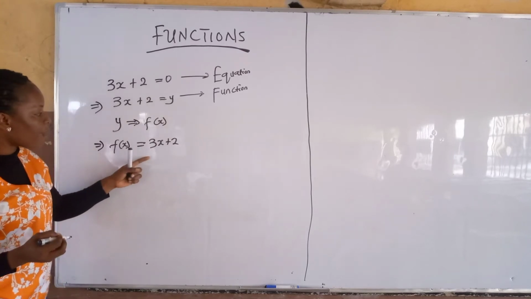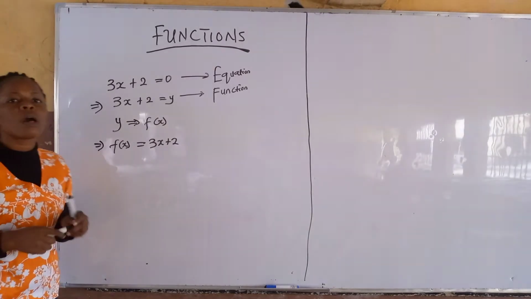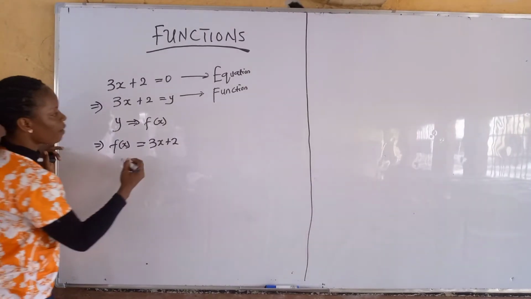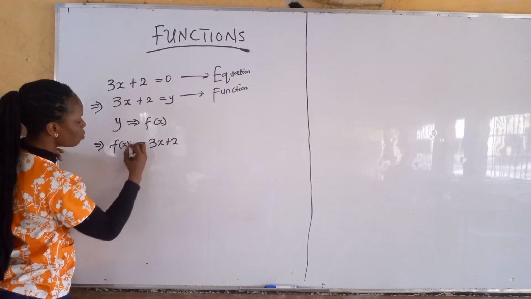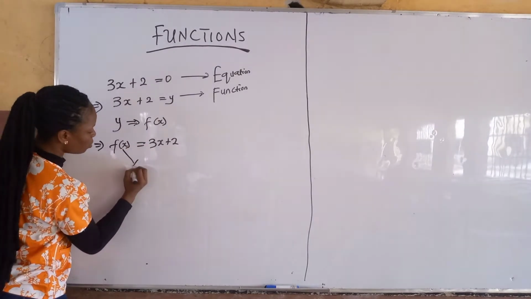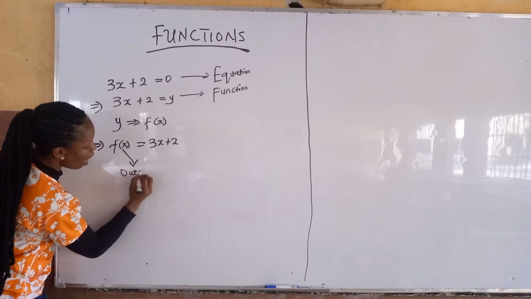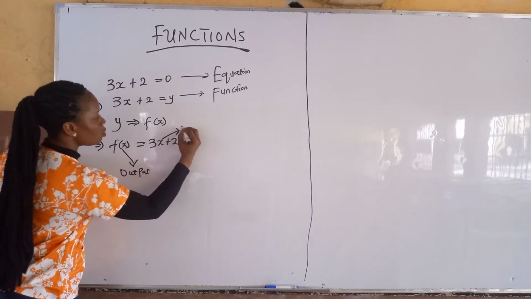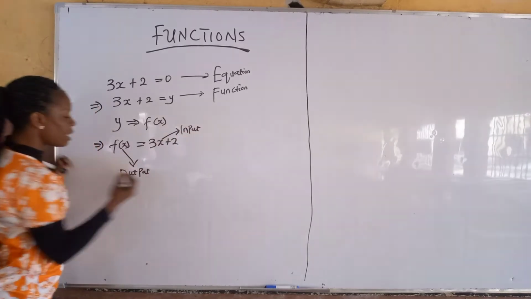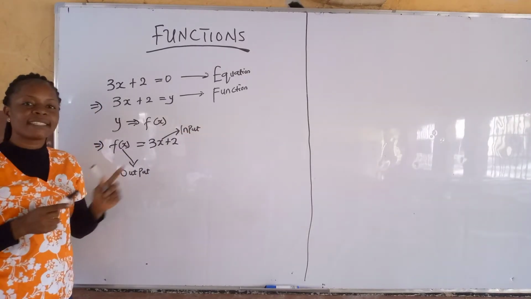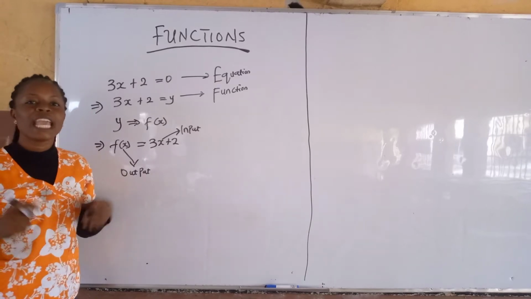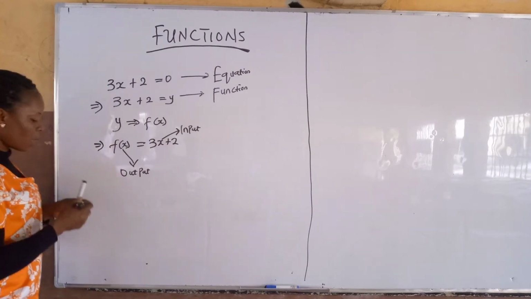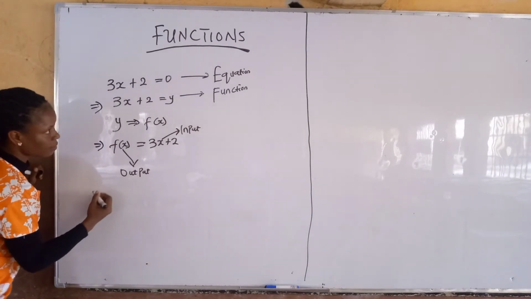So having this as a function, now there's what we call the input and there's what we also call the output. This is your output, and we have your x here to be the input. Meaning that any value x takes, you will always have a unique value, an output.